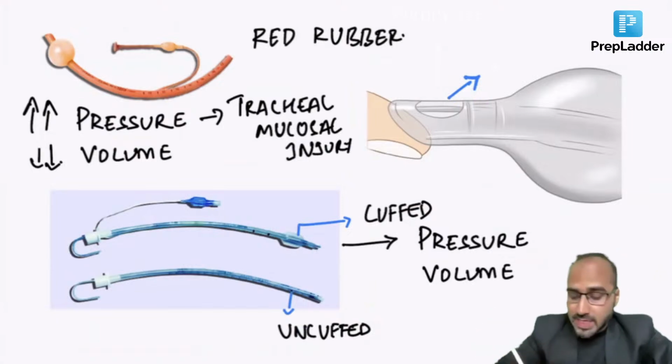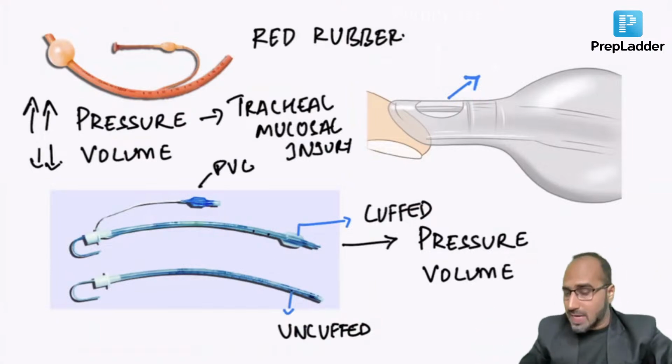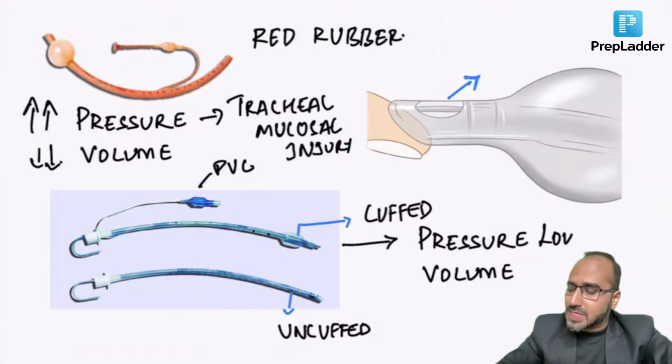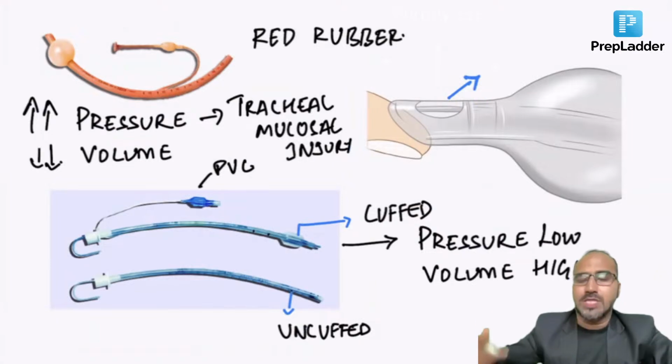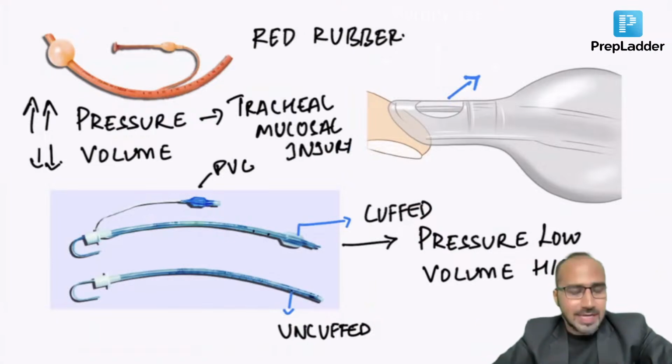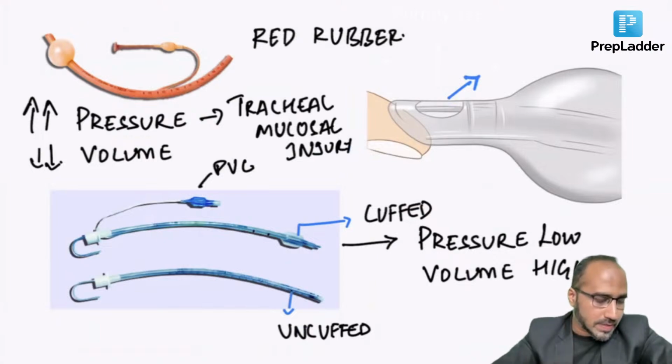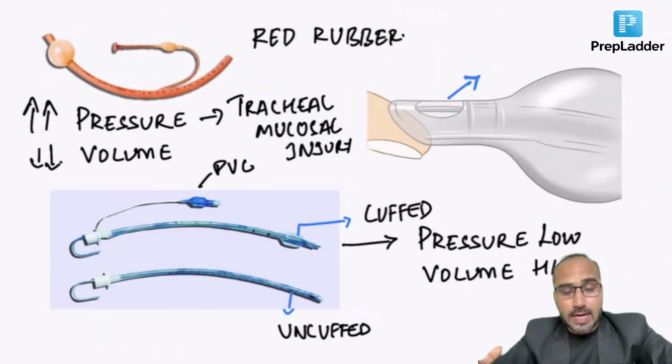Now we are using the tubes which are made up of PVC. PVC tubes have a low pressure, high volume cuff. That means even if you infuse a good amount of air, the pressure wouldn't be that much. Now, in this PVC tube also, there are two types. One is called the cuffed tube and the other is called the uncuffed tube. Red rubber tube, high pressure, low volume. Yes, right. So, PVC, there are two kinds of tube. One is the cuffed, other is the uncuffed, guys.